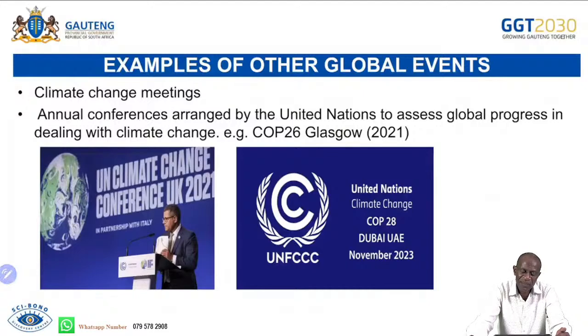Example of other global events is climate change meetings. This refers to annual conferences arranged by the United Nations Organization to assess global progress in dealing with climate change. We are living in a world that is affected by climate change. The continents are overheating. You'd have continuous rainfall, and there are conferences organized by the UN, which is United Nations, to address matters that concern climate and weather in different countries of the world.